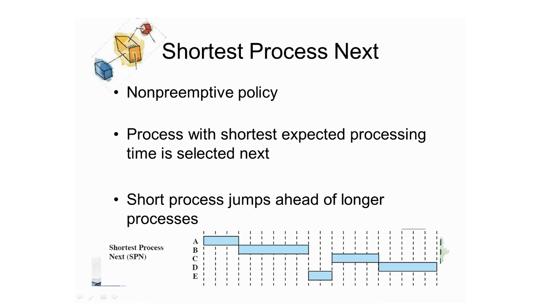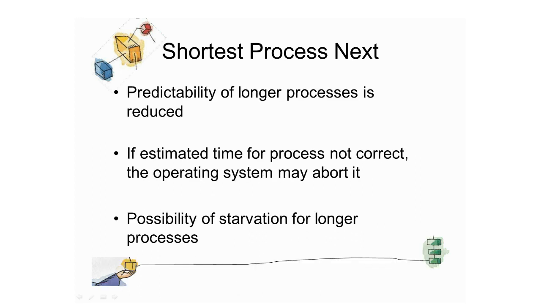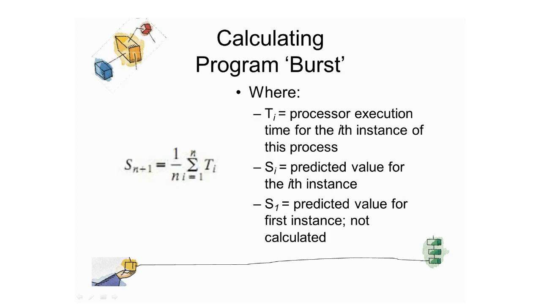Shortest process next. The third. It is a non-preemptive policy where the process with the shortest expected processing time is selected next. A short process jumps ahead of longer processes. The character of shortest process next: predictability of longer processes is reduced. If the estimated time for a process is not correct, the operating system may abort it. There is a possibility of starvation for longer processes.